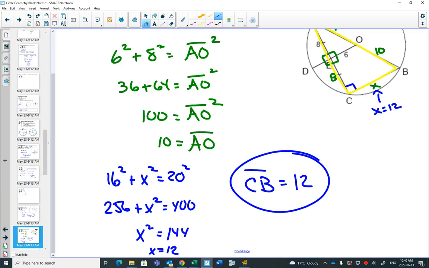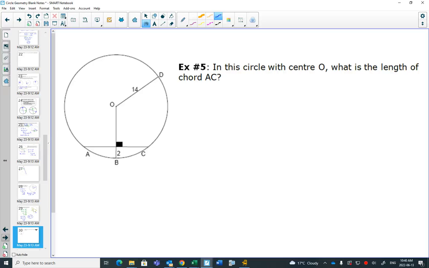All right, we have 2 left to go. I think we can finish them. Example number 5. In this circle with center O, what is the length of AC? A strategy that we've used often is drawing in radiuses to make right-angled triangles. So can you see that that's going to be a good strategy? How long is OC? 14, because it's another radius. Perfect.